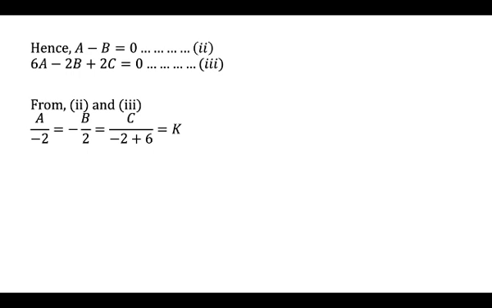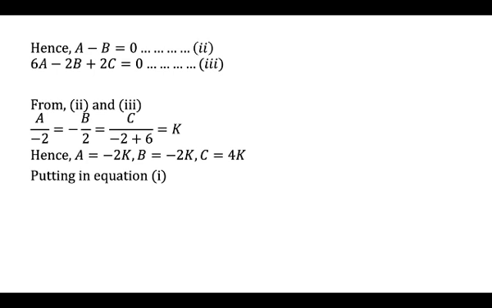So we have to solve these two equations, a minus b plus 0c equal to 0 and 6a minus 2b plus 2c equal to 0. So a upon minus 2 equal to minus b upon 2 equal to c upon minus 2 plus 6 equal to k, and a equal to minus 2k, b equal to minus 2k and c equal to 4k. Put these values of a, b, c in equation number 1.